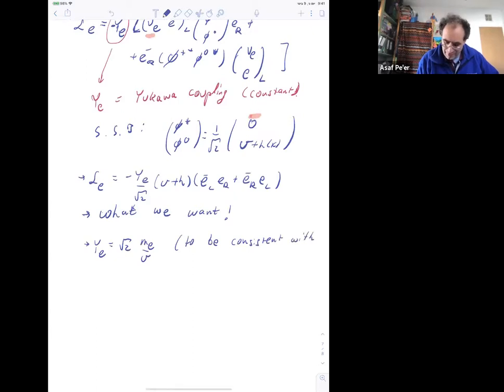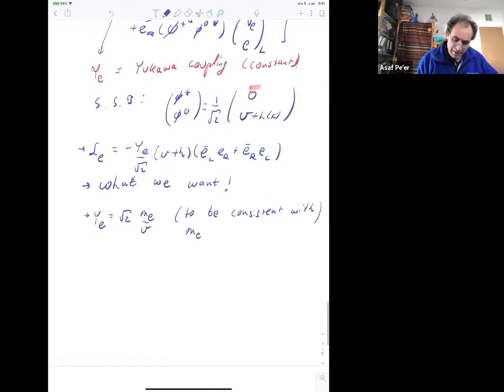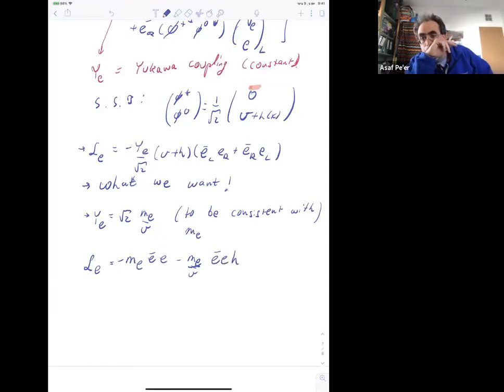Then I can write down the relevant term in the Lagrangian. This is minus m_e e bar e, minus m_e over v, e bar e h. I have two terms here: the v, the vacuum, and then the h, the perturbation around the vacuum.